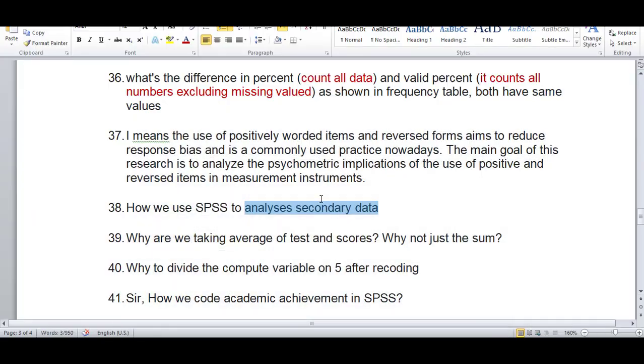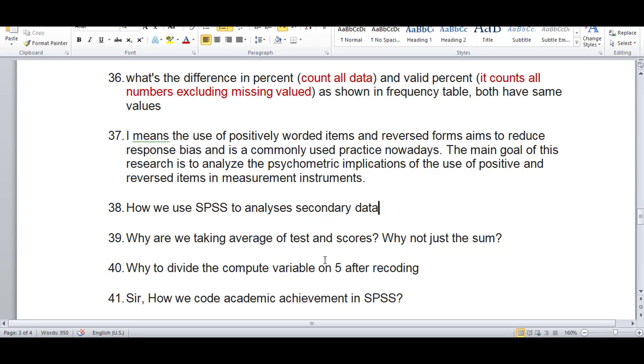But if you are referring to a document report, then you cannot analyze it, because SPSS is only meant for numbers, numerical values. If you have an already existing data set, a government data set, or any NGO-provided data set, then you can analyze it in SPSS.